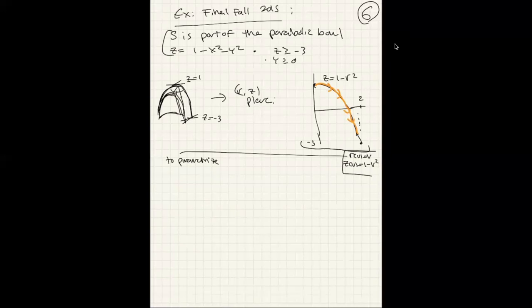We've talked about this many times before, and this is also in the packet I wrote up. So this is v cosine u, v sine u. I'm getting this v from this v right here. And then the z is just this 1 minus v squared. And the v bounds are controlled over here: we're going 0 to 2, and my u is going from 0 to 2 pi.